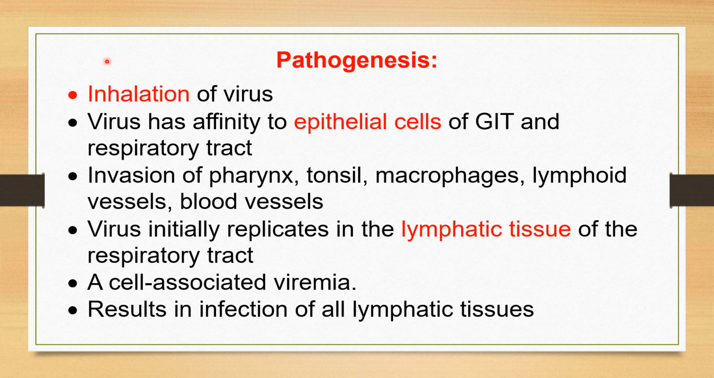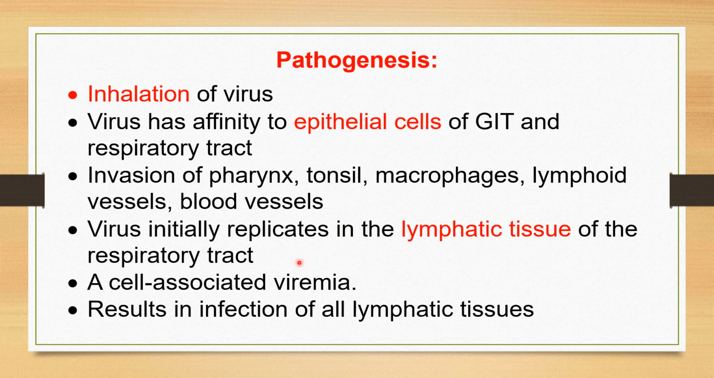The virus enters the body through inhalation of aerosol droplets. The virus has tropism mostly to epithelial cells of gastrointestinal tract and respiratory tract. That tropism to epithelial cell is great. There is invasion of pharynx, tonsils, macrophages, lymphoid vessels and blood vessels.